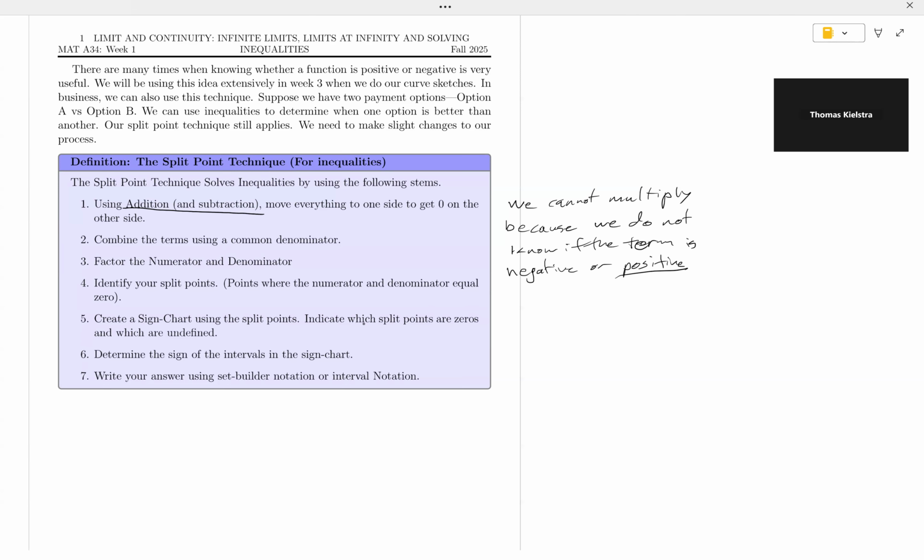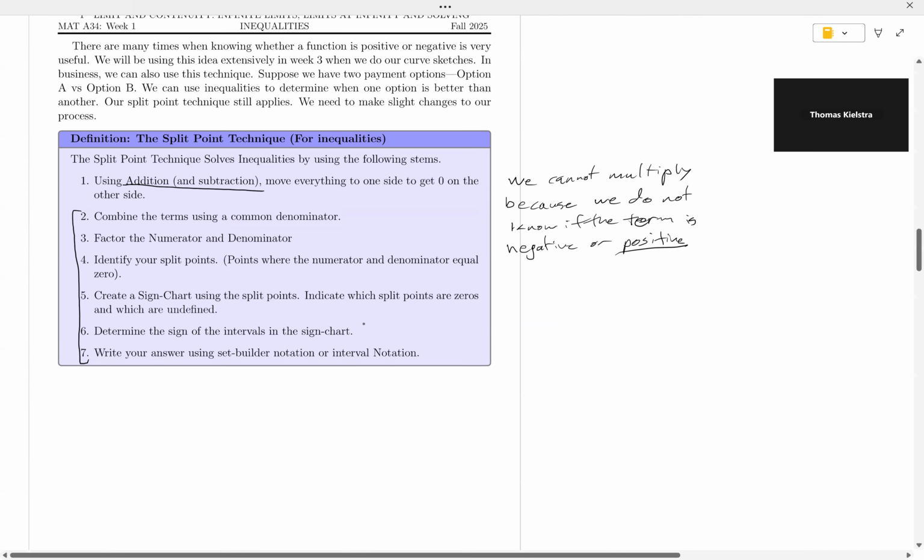So for solving these inequalities, we typically rely on addition or subtraction to move everything to one side. Then once everything's on one side, the rest of the steps are exactly the same as what we just did before. Create one common denominator, factor the numerator and denominator, identify your split points, create a sign chart, indicate which split points are zeros and which are undefined, determine the sign of the intervals, and write out your answer using set builder or interval notation.